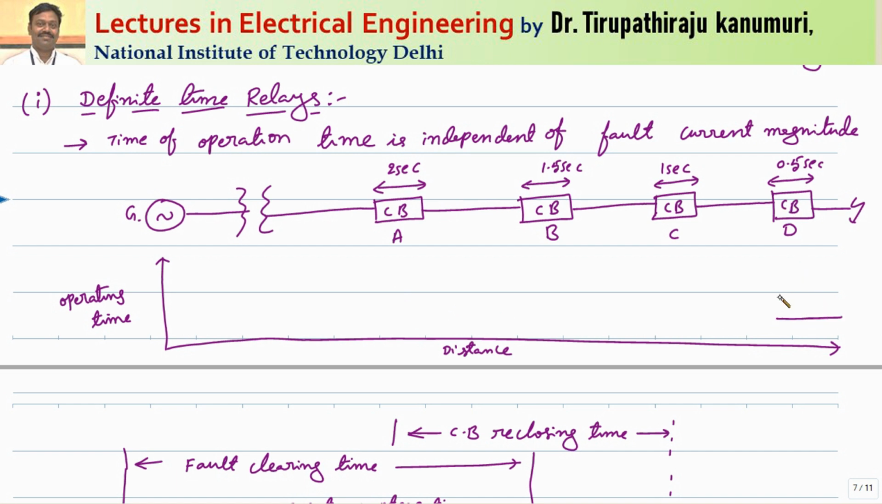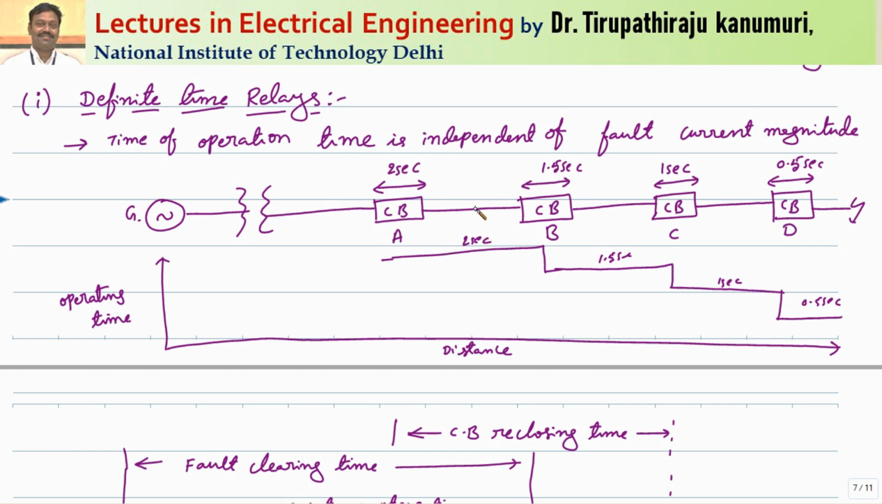So if the fault happens up to this point, it will take 0.5 seconds, and relay C will take 1 second. The relay at B will operate in 1.5 seconds, and then the relay at point A will operate in 2 seconds, and so on. Accordingly they will operate. You can see here, as you go from the receiving end towards the sending end, the time of operation is more. So there is a disadvantage of this method.